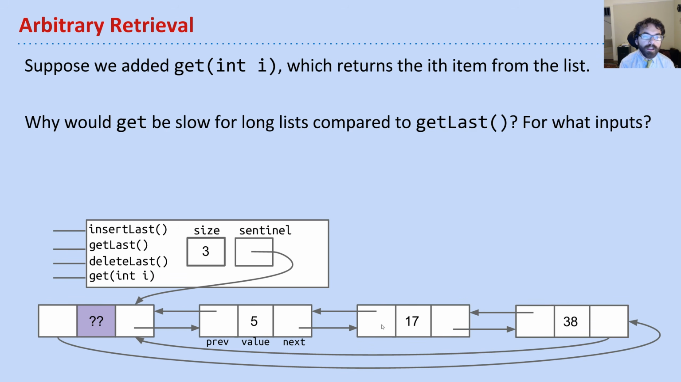In general, if you have a list, a lot of times you want to be able to get a specific item out of it. So we might ask a list something like, could you get me item 2? So I'd say get item 2, get 2, and it would return 17. It turns out with this linked list implementation, it's going to be slow for long lists. And what I mean by slow is if you compare the performance of the get operation to the performance of get last, it'll take a lot longer. So I'd like you to think about why that might be the case and for what inputs. So ponder that for a moment and I'll spoil it.